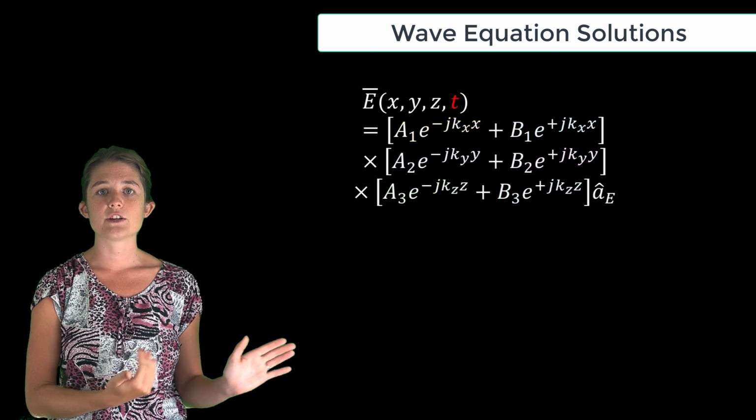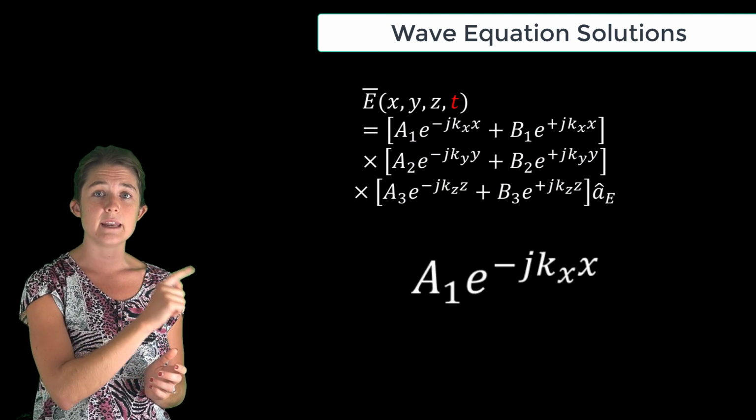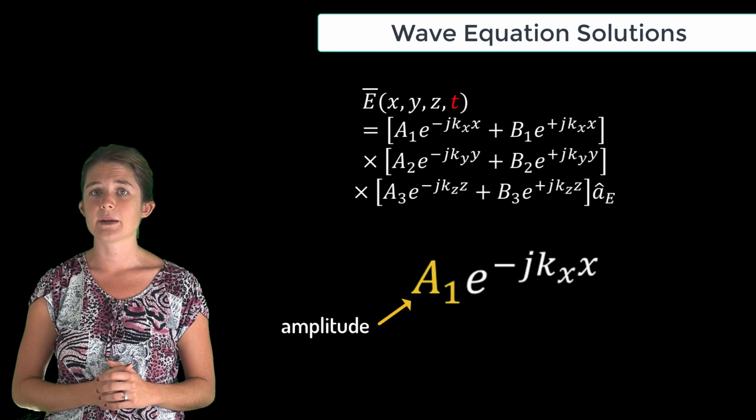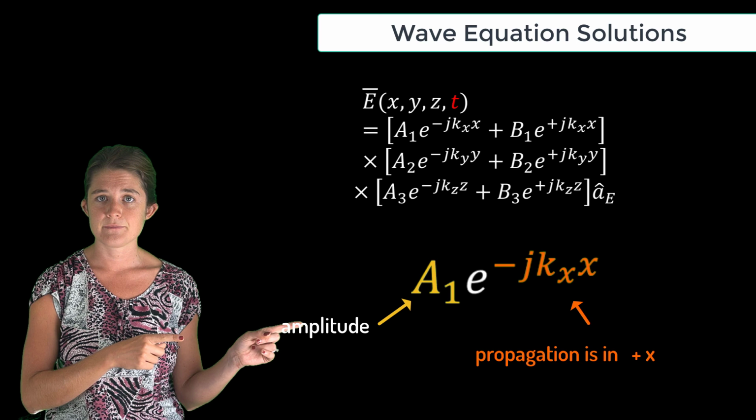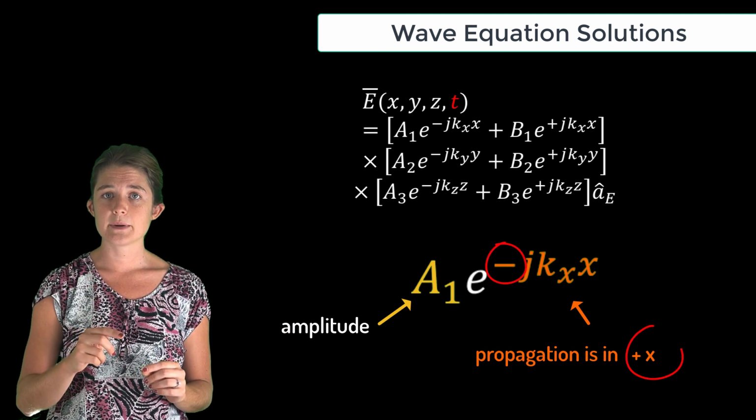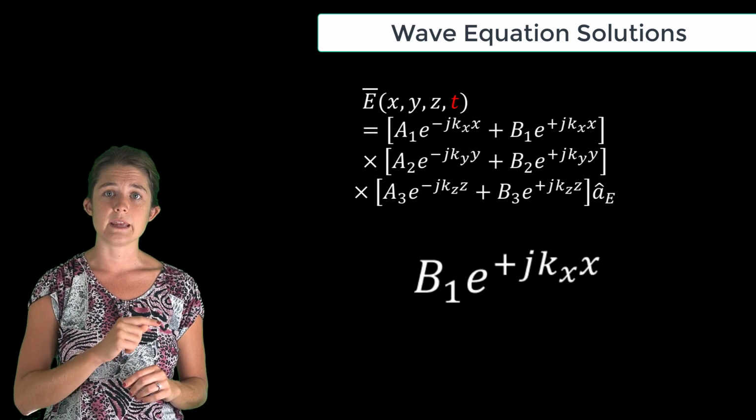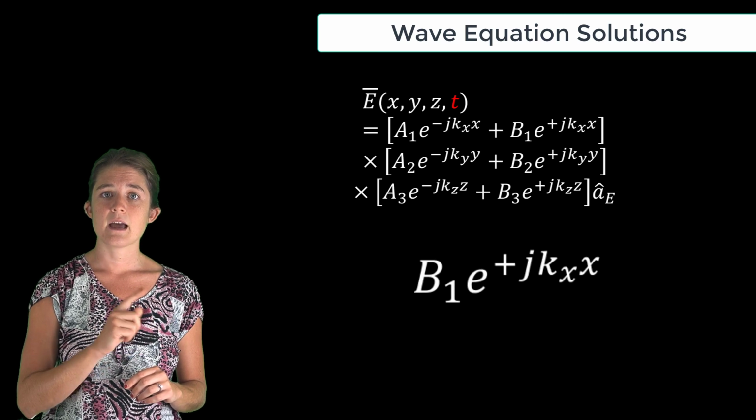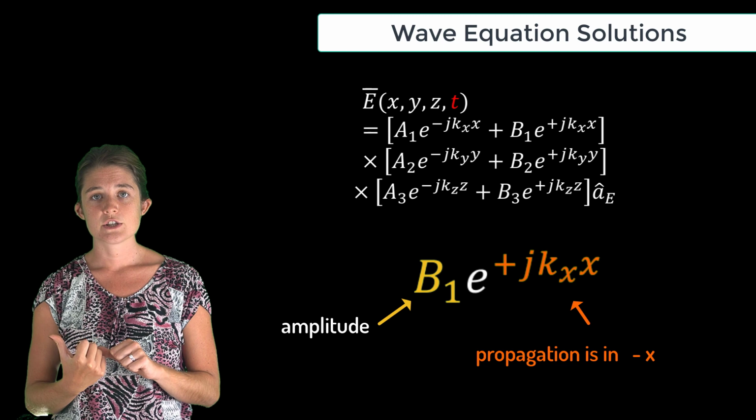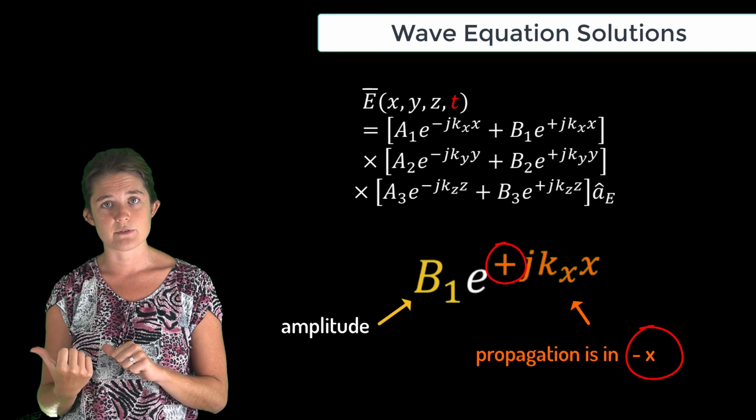The direction of propagation for each term is found in the exponent. So this term, a1 e to the negative j kx x, has an amplitude of a1 and is propagating in the positive x direction. That's important to remember. The exponent is negative, but propagation is in the positive x direction. This term, b1 e to the plus j kx x, has an amplitude of b1 and is propagating in the negative x direction. So again, the positive exponent corresponds to propagation in the negative x direction.